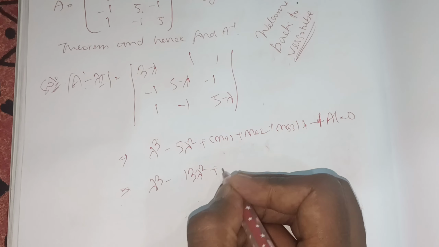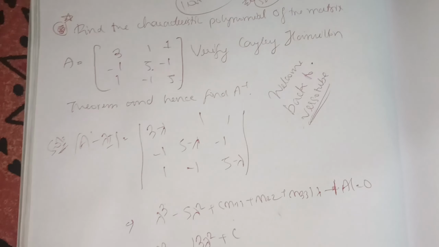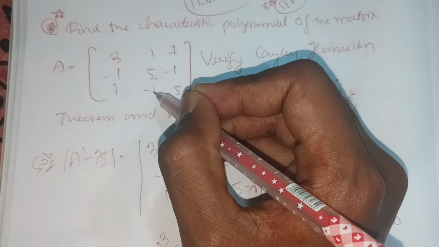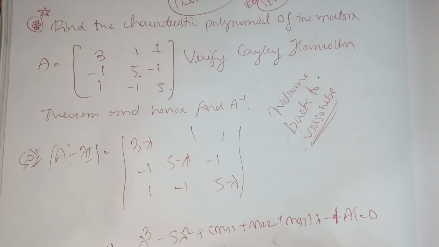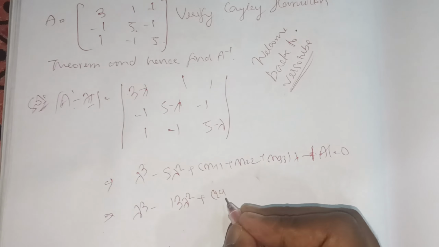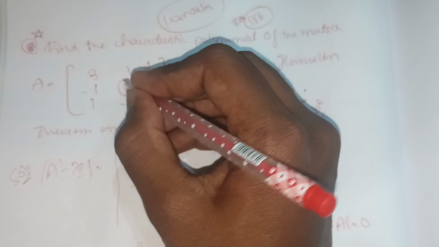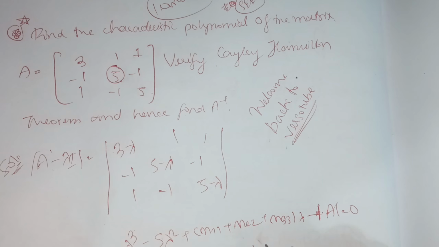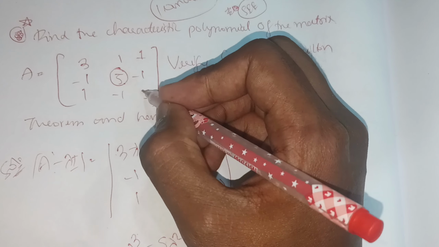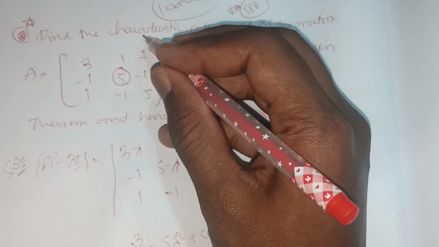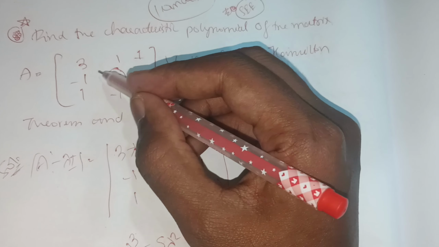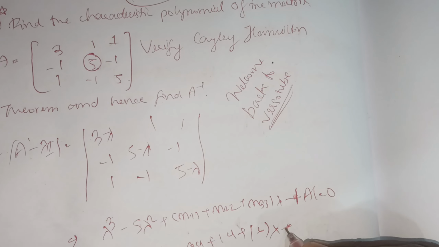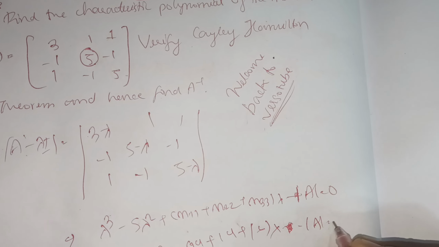13 lambda square plus M11. M11 is what here? Let's understand this. M11 is removing this row and this column: 5 5 is 25, 25 minus 1, 24. I have written 24 here. Next M22 means removing this row and this column: 3 5 is 15 minus 1, 14. Next is M33, removing this row and this column: 5 3 is 15, 15 plus 1, 16. So 16 lambda minus det A equal to 0.